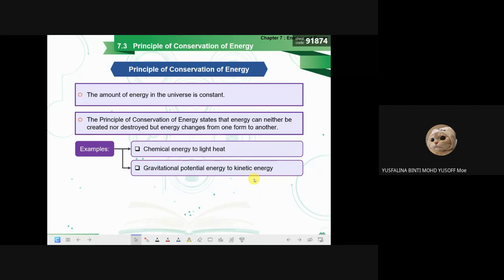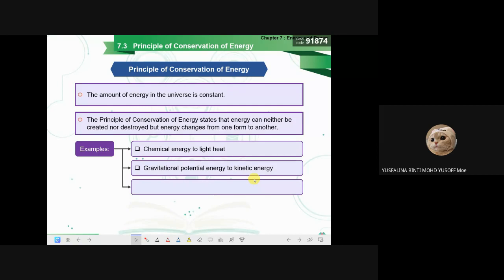Another one is gravitational potential energy to kinetic energy. Let's say you jump. When you jump, of course you have to jump from a higher place, right? So you have gravitational potential energy at that time. When you jump, the gravitational potential energy is changed to kinetic energy.